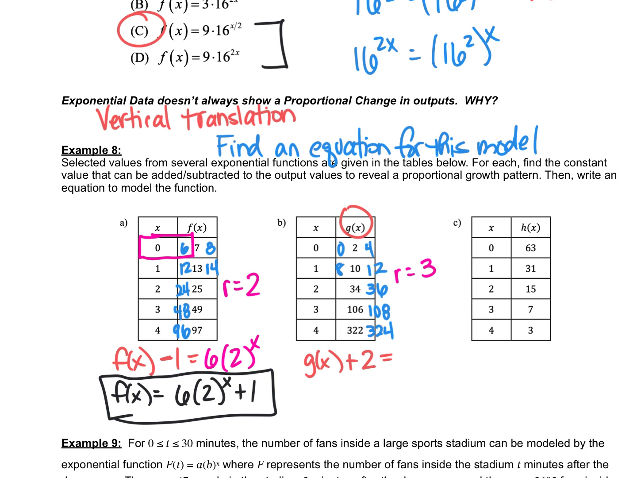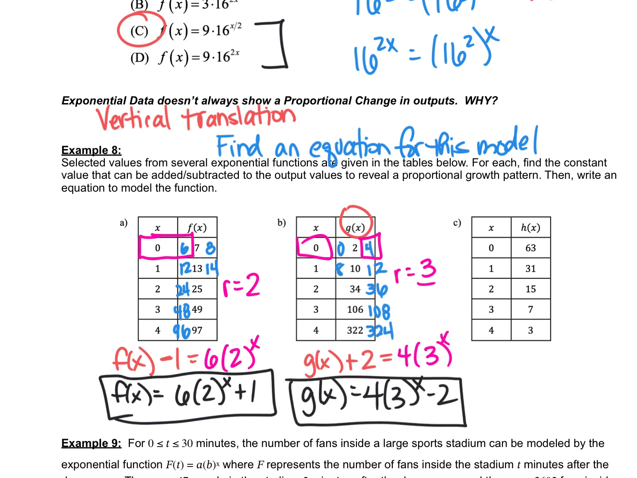right? Now let's write the equation based on those new blue values. What would be my starting value, my 0th term? 4. And what's my ratio? 3 to the x, but I want to get g of x by itself. So what would I do? Subtract 2. So it's a way for us to fit curves without using a calculator. Okay. Let's do one more, and then we're going to just look at some word problems that are super straightforward. They really are.